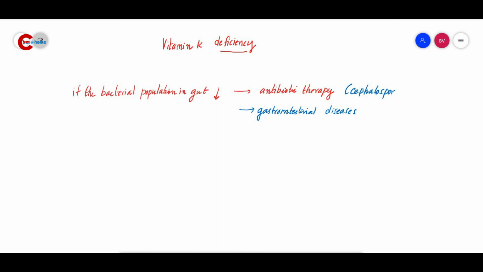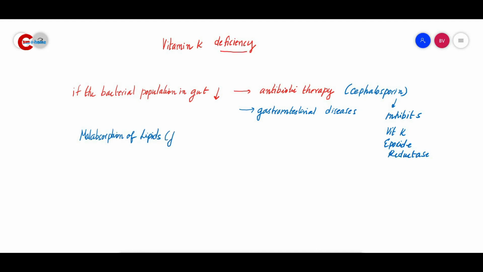That leads to deficiency. Antibiotic therapy, for example cephalosporin, inhibits vitamin K epoxide reductase. We have studied vitamin K epoxide reductase. Where is it needed? For the conversion to hydroquinone, that is the reduced form of vitamin K, this vitamin K epoxide reductase is needed. So cephalosporin, an antibiotic, inhibits vitamin K epoxide reductase.